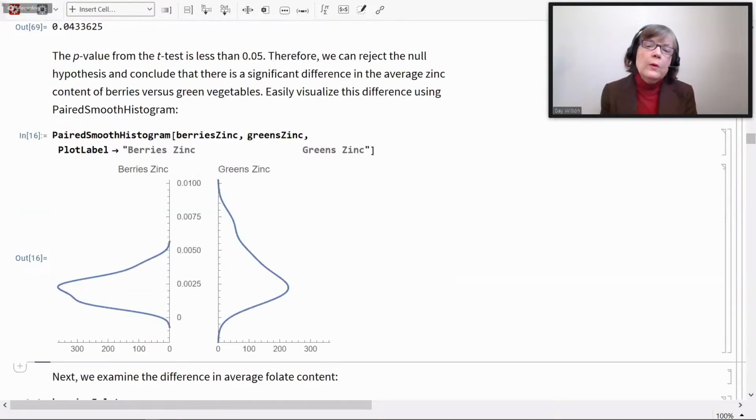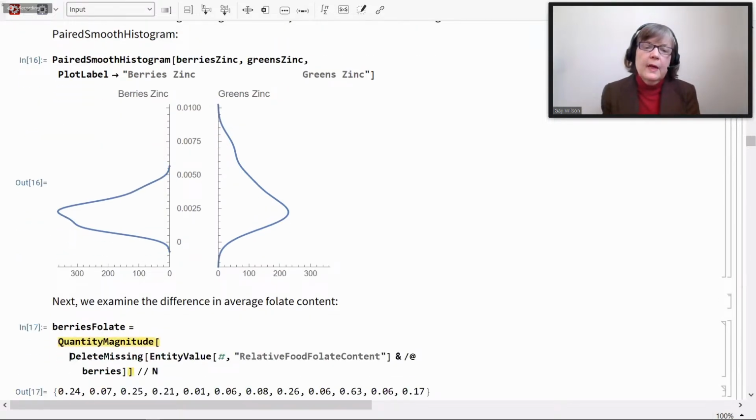I thought one good way to easily visualize this in the Wolfram language is a paired smooth histogram. And you can see the spread. You can see how the greens is spread a little bit farther out, different heights. So you can sort of see that significant difference in the two groups visually.